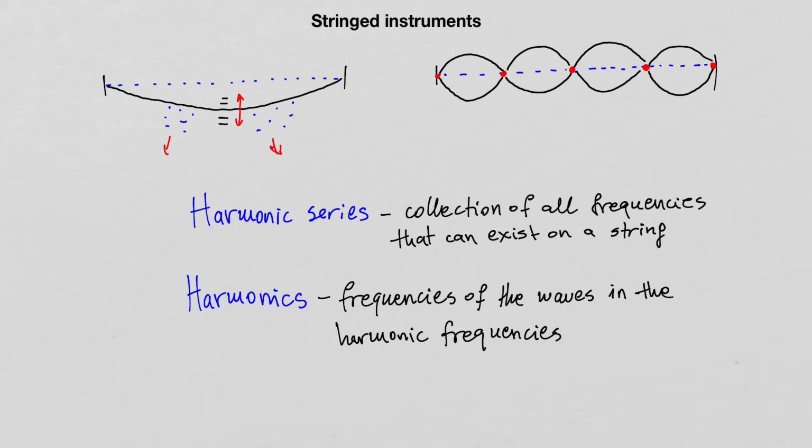There is a relationship between the length of a string and the wavelength or frequency of the wave that can be excited on such a string. Let's look into that in a little bit more detail. Let's see how the first harmonic is produced on a string that is fixed at both ends. Let's set the problem up by considering a string that has a length capital L.